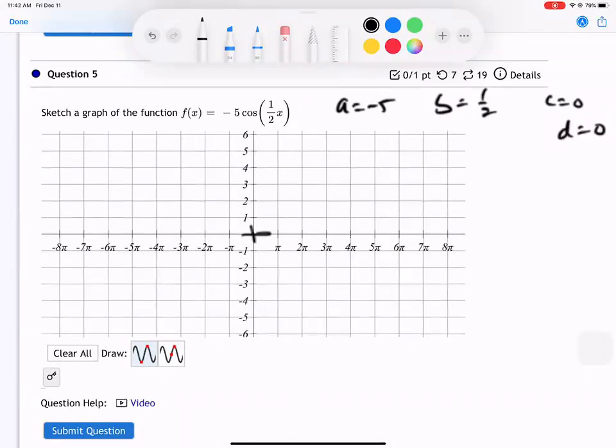Okay, C and D. C is 0, D is 0. We're going to start right here. This is a cosine graph, so we know we're going to start on top. How on top are we going to go? That's going to be our amplitude. But let's go ahead and set our period first. P is equal to 2 pi over 1/2. B is 1/2. Multiply by the reciprocal. 2 over 1 is 4 pi. Okay, that means I'm going to stop over here at 4 pi. Great. Starting, stopping, half, half, and half.